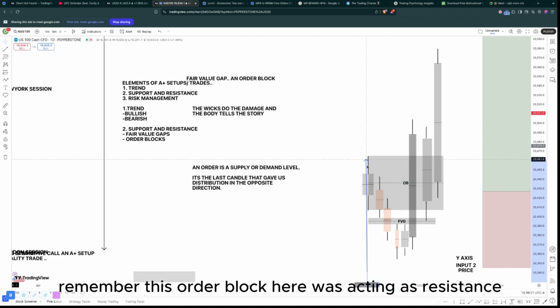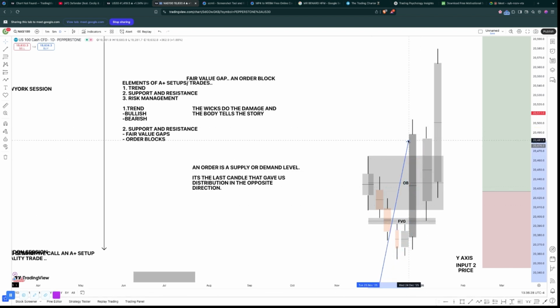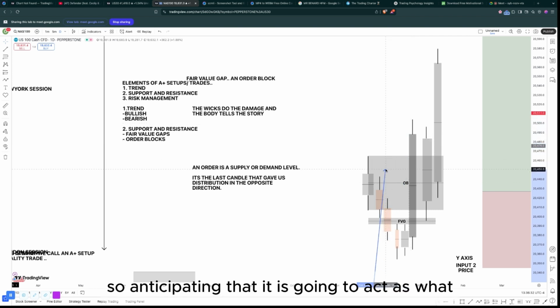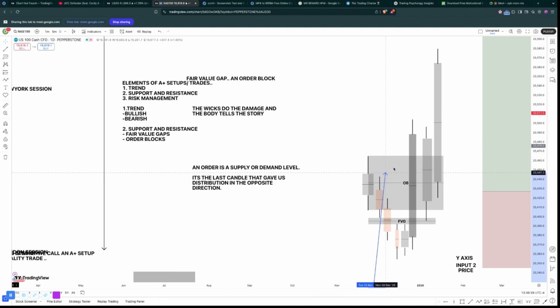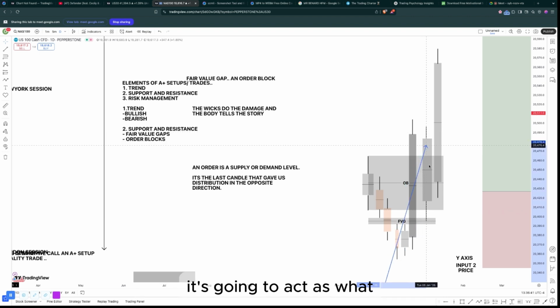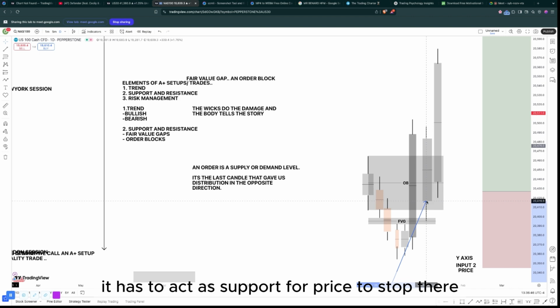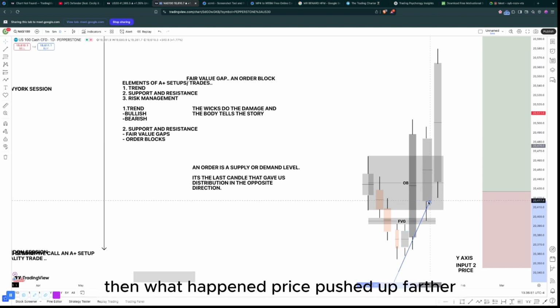Remember, this order block here was acting as resistance, but then since they passed through it with this black buying candle and hit our stop losses, we are anticipating that it is going to act as what? It's going to act as support. It's a resistance order block, but then when they pass through it, it's going to act as what? Support. So when price comes back to it, it has to act as support for price to stop there. And you can see in this example, price stopped here. Then what happened? Price pushed up further.